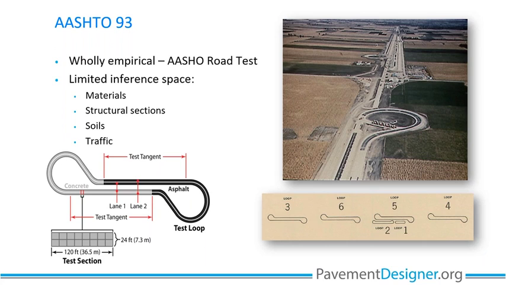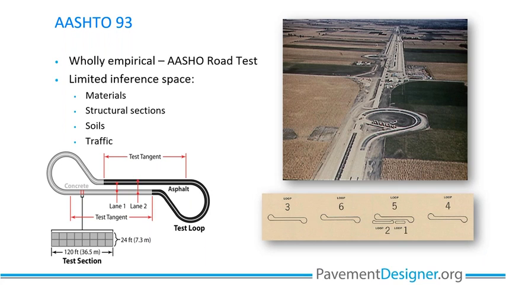It was basically a 2-year road test where we built these 6 test sections out of concrete and asphalt, and we drove over them for 2 years. Now, as you can imagine, with a road test like this, it's a fairly limited inference space. We have limited materials, structural sections, soils, traffic, and environmental data to see how our pavements degrade over time.